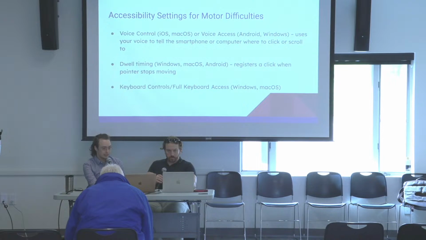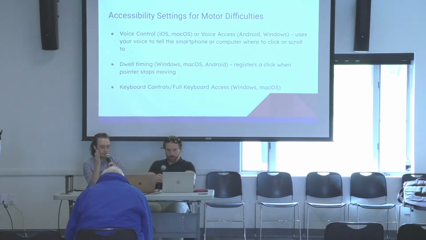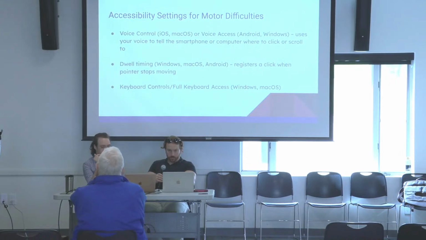Accessibility settings. Voice control or voice access. It depends on which device you have, but that's what this tool is usually called. That is using your voice to tell the smartphone or computer where to click or scroll to. So this is helpful for folks who do still have vision, because you can say, click on Facebook app.